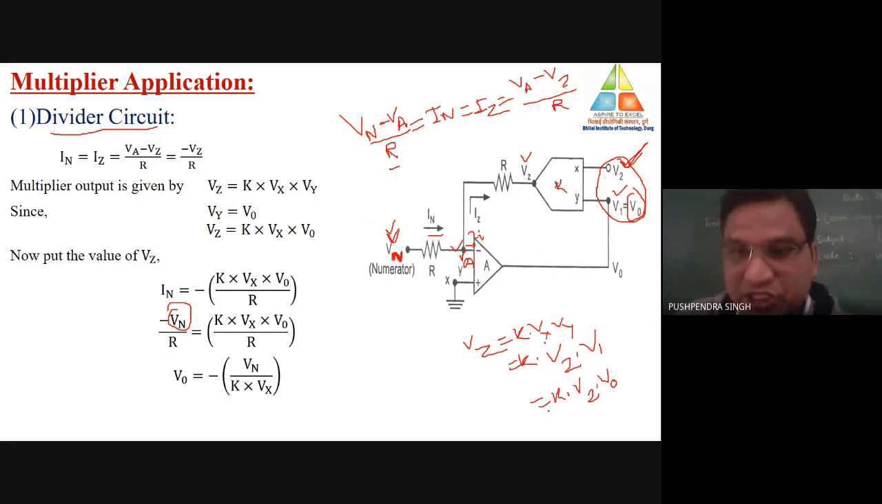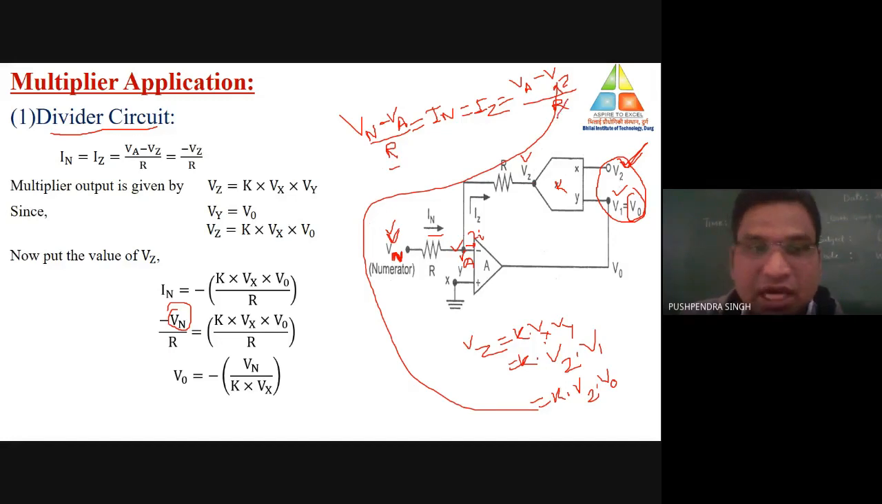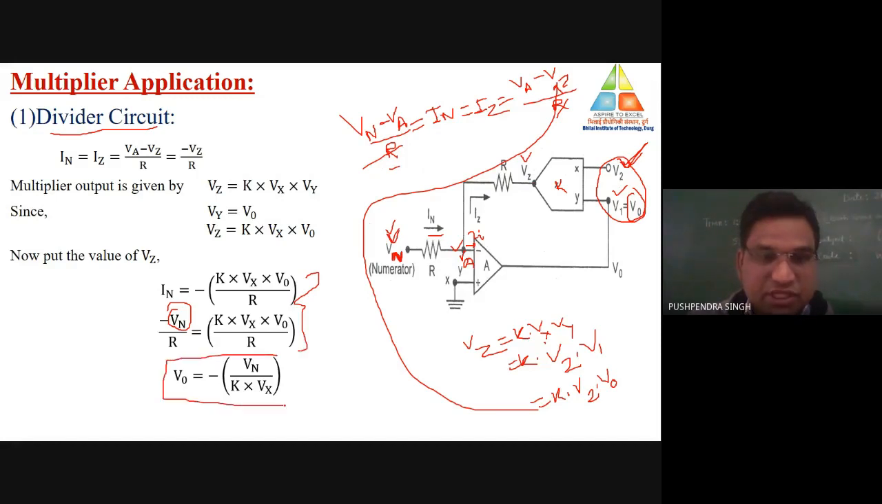So just substitute the value of Vz from here to there. It is R, and R will be cancelled out, and from there easily you can derive the expression for output. So this is the simplification of the circuit. After the simplification, what is the final value of output? Output is equal to minus of Vn divided by K into Vx, where Vx is equal to V2.